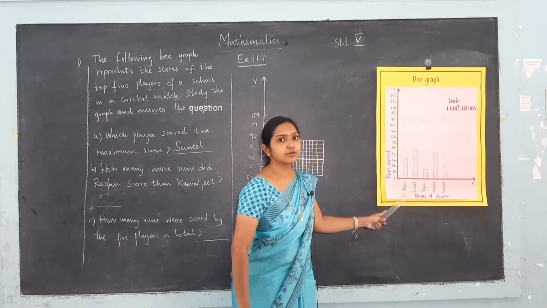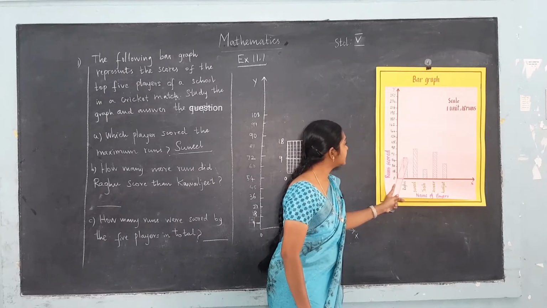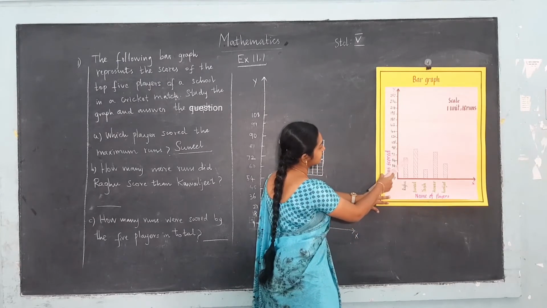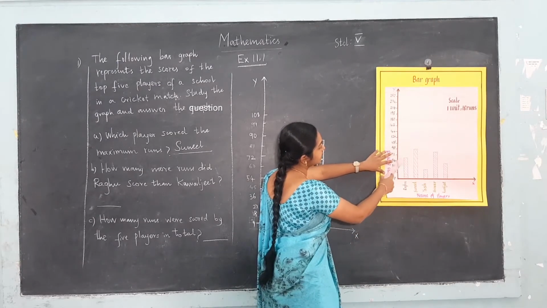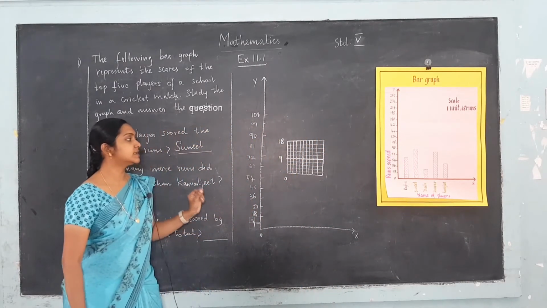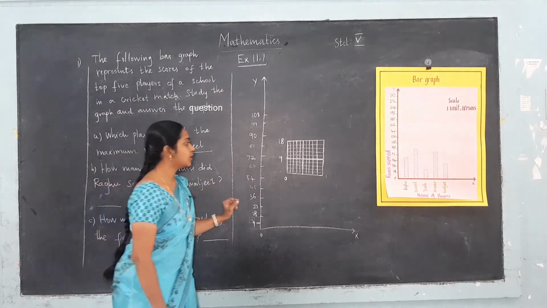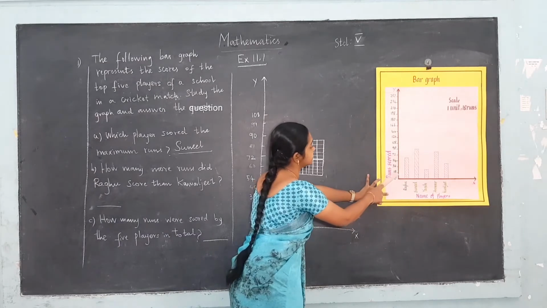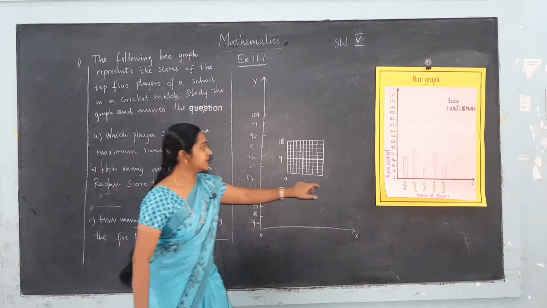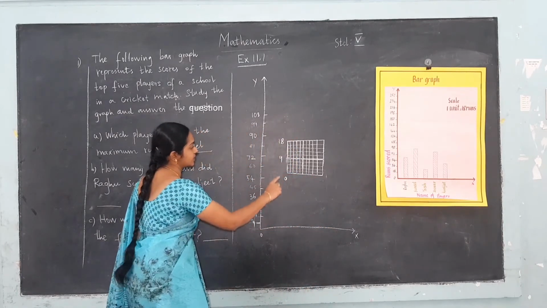First find Raghu's score. It is in between 54 and 72. Look here, the bar is ending here, that is in between 54 and 72. So we have to find what the score of Raghu is. Now look at this square. Here there is a square. I have drawn this square here. There is a square in between 0 and 18. I have drawn that square here.